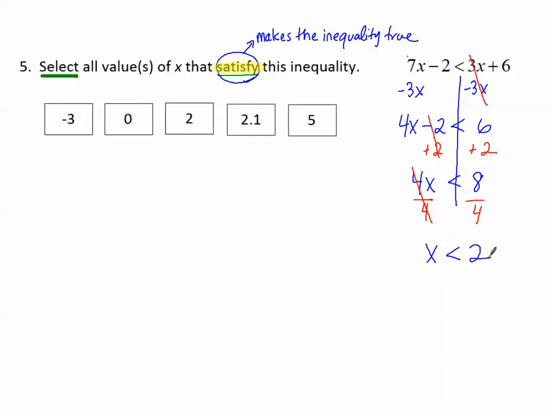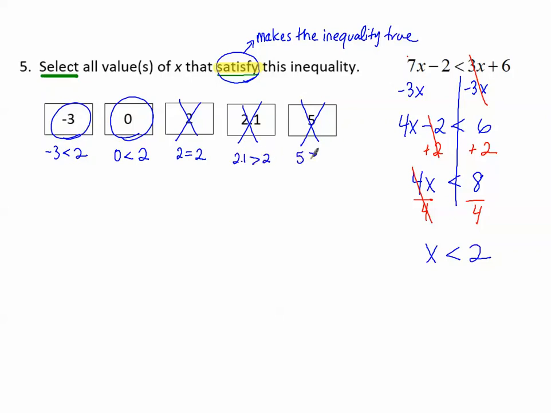So if we think about the solutions, they are any numbers less than 2. Is 5 less than 2? No, 5 is bigger. Is 2.1 less than 2? Nope, 2.1 is bigger. Is 2 less than 2? No, 2 is equal to 2. So that's not a solution. 0 is less than 2, so this one works. And negative 3 is less than 2, so this one works. 2.1 was greater than 2, and 5 is greater than 2, which is why these don't work.